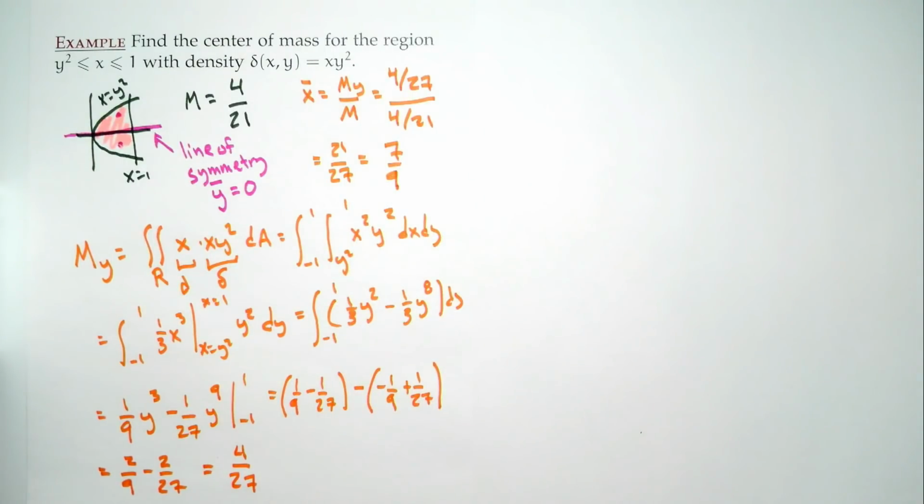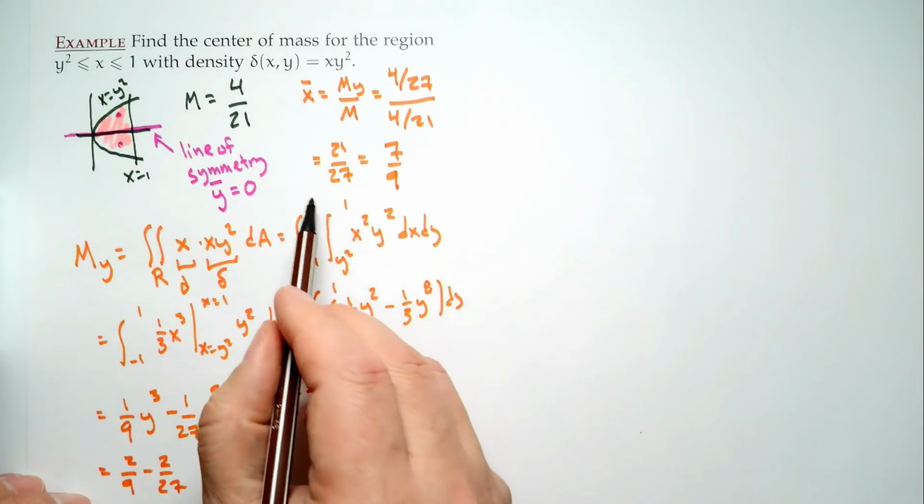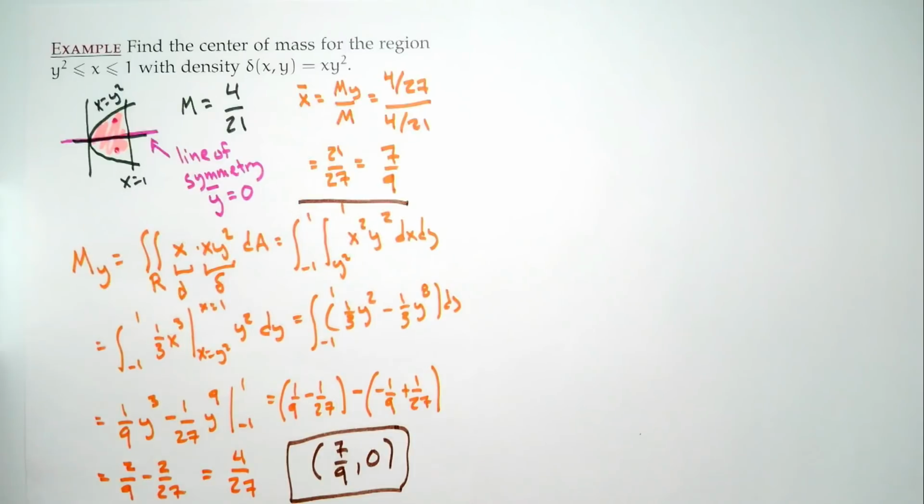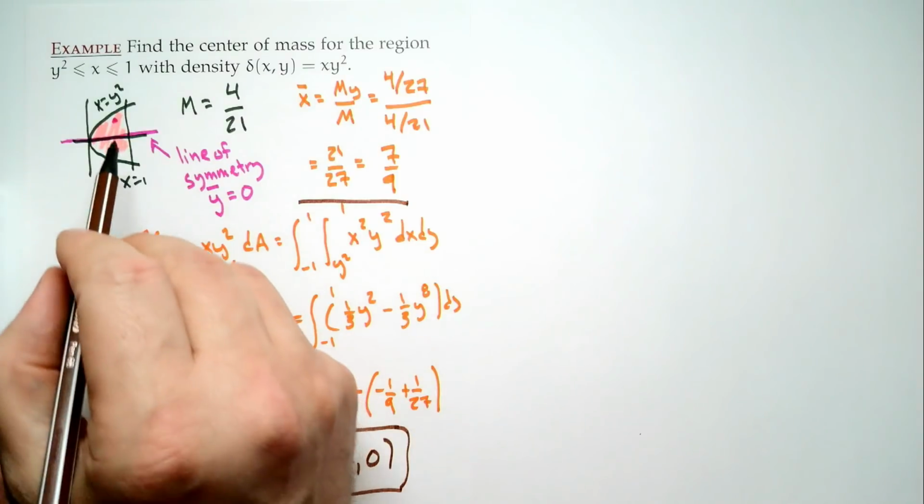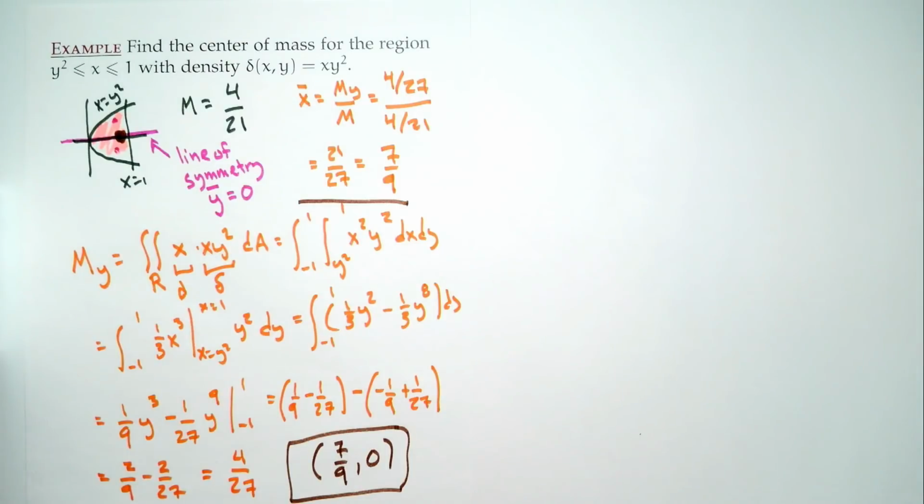All right. So where's the final answer? Well, we now have the x-coordinate for the center of mass, 7/9. We already had the y-coordinate, so the center of mass is at 7/9, 0. Well, is this answer reasonable? So where is 7/9, 0? We put it close to here.